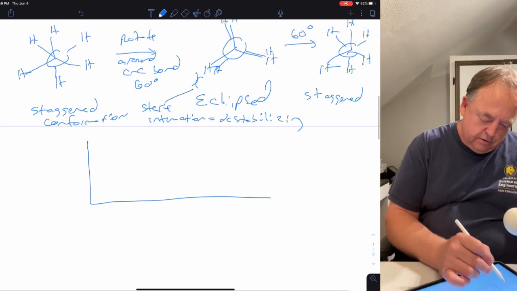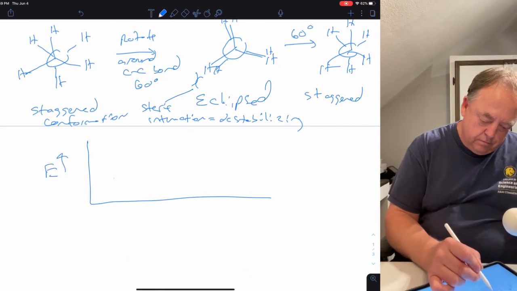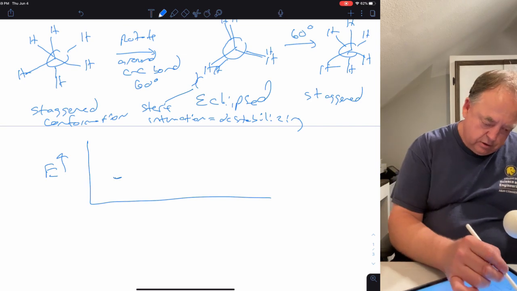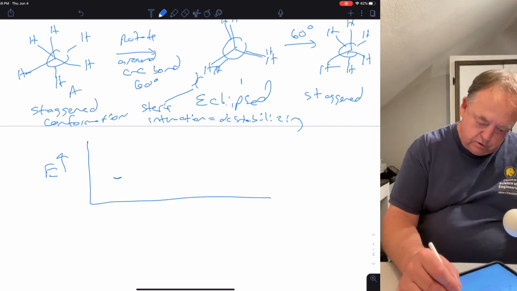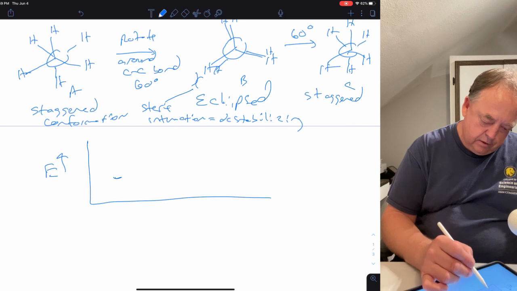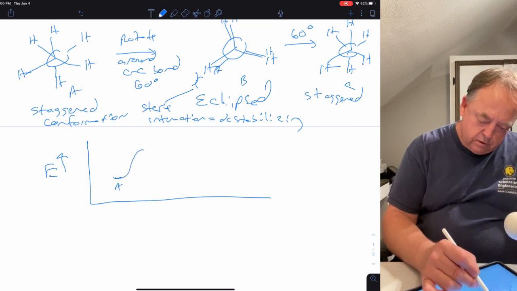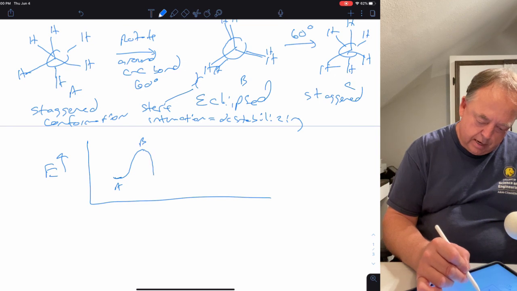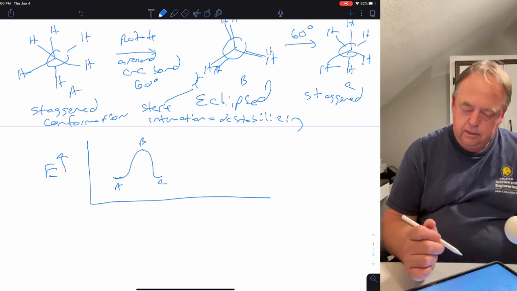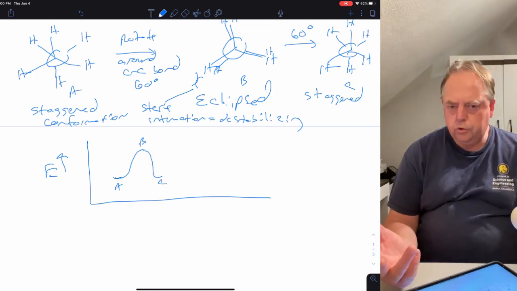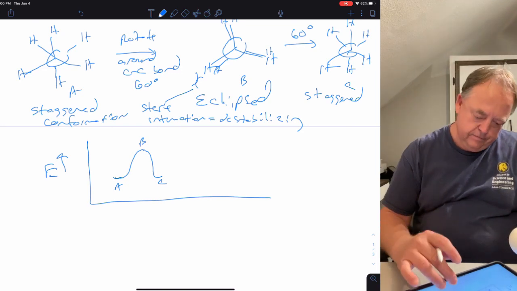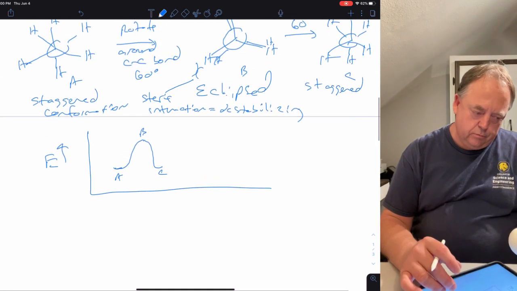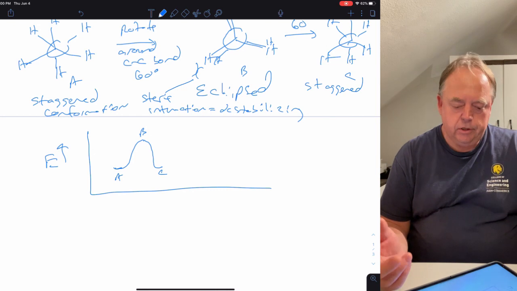So if it starts at some energy, staggered, and we call this A, then it moves to B, and then it moves to C. So if that's A, it goes to staggered, so that's B, and then it goes back down to C, back down to staggered. So there's only two conformations for ethane. And if you rotated 60 more degrees, of course, you would go back to another eclipsed conformation.